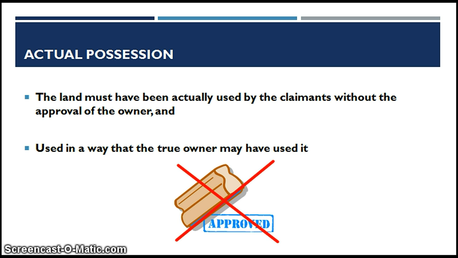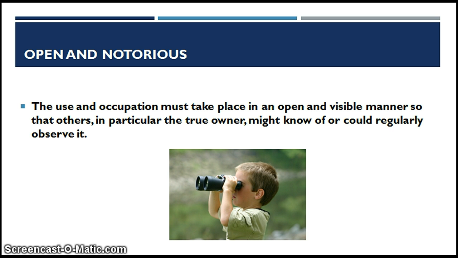The next requirement that we have to meet is open. Let's look at open and notorious together. Open means that the use and the occupation has to take place in an open and visual manner so that anybody else, particularly the true owner, may know or could have known or regularly observed the use of it. Are we doing that? Absolutely.